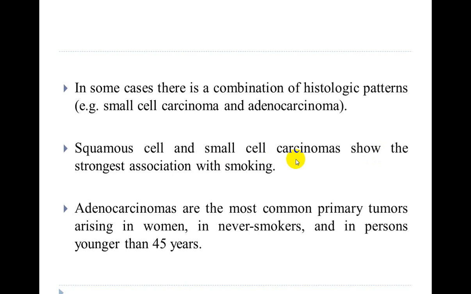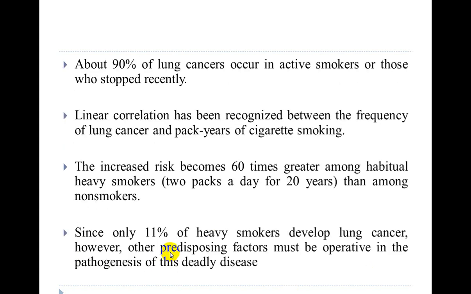Another important fact is that the squamous cell carcinoma and the small cell carcinoma show a strong association with smoking. Usually smoking causes mostly either small cell lung cancer or squamous cell carcinoma, while adenocarcinoma is the most common type of pulmonary cancer which affects non-smokers, as well as persons younger than 45 years of age.